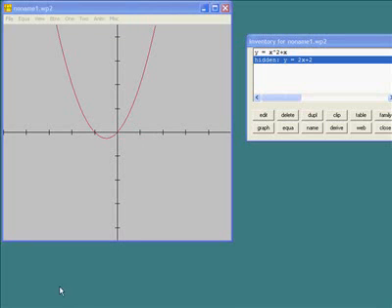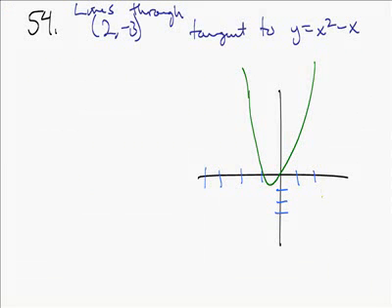Let's see if I can draw a picture of it. So this is going to be the best picture. Here's a rough sketch of x squared. Let's see, is it minus x or is it plus x?